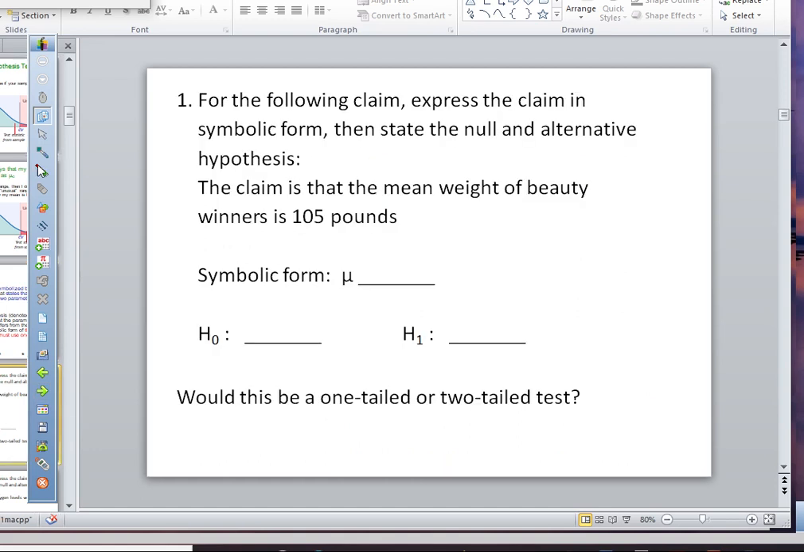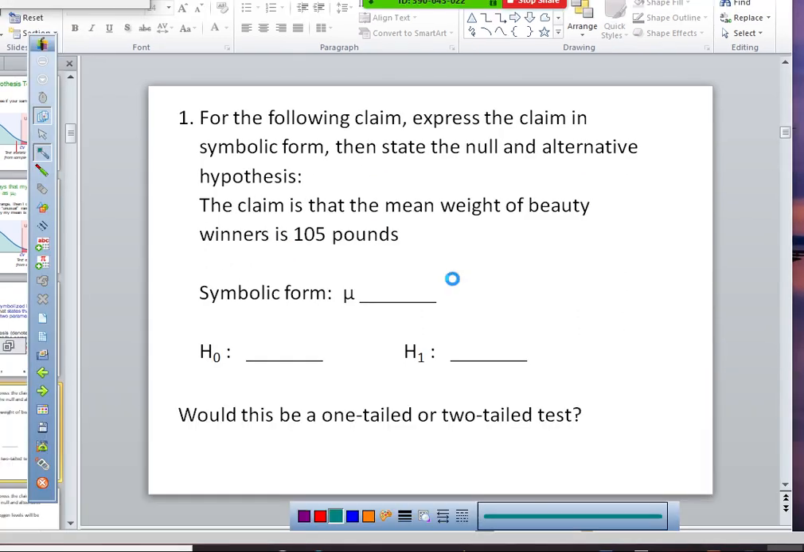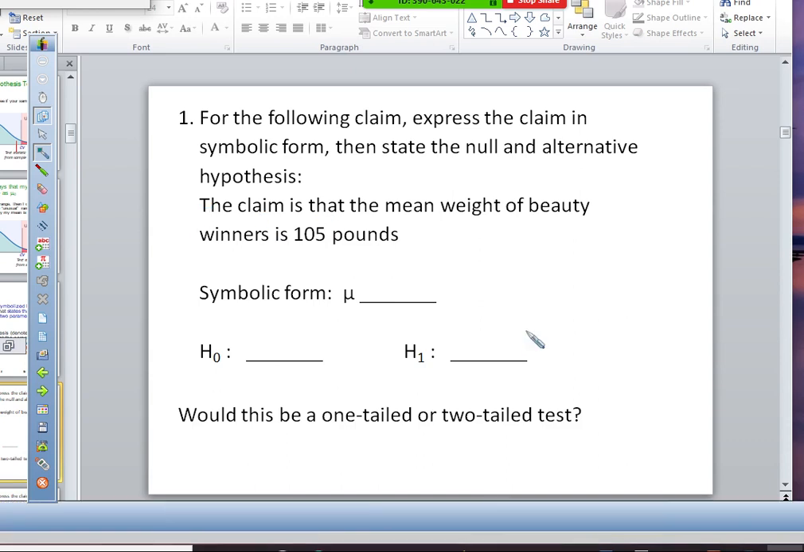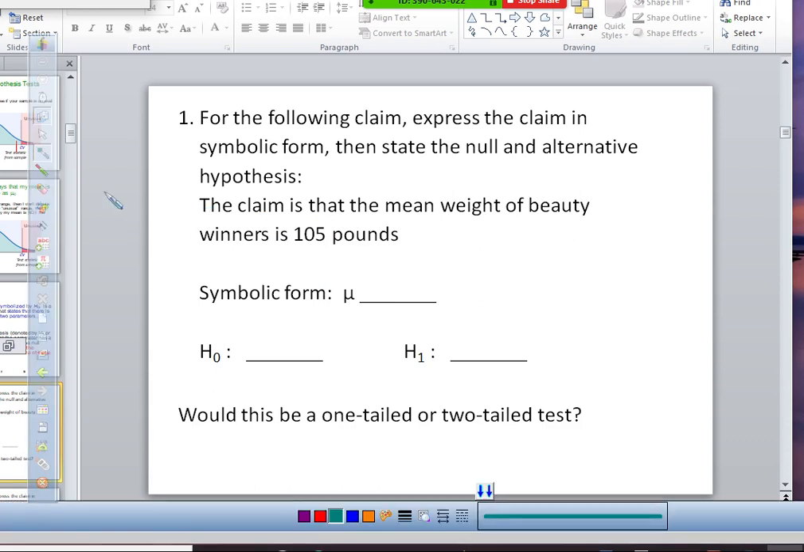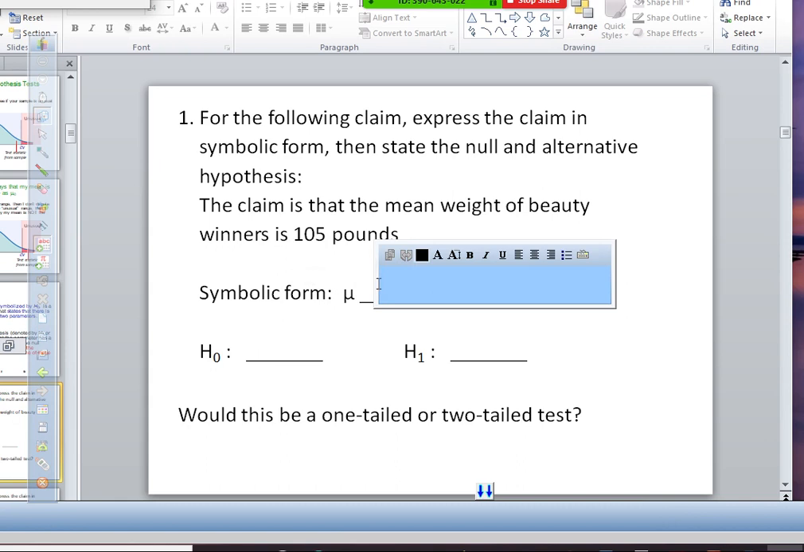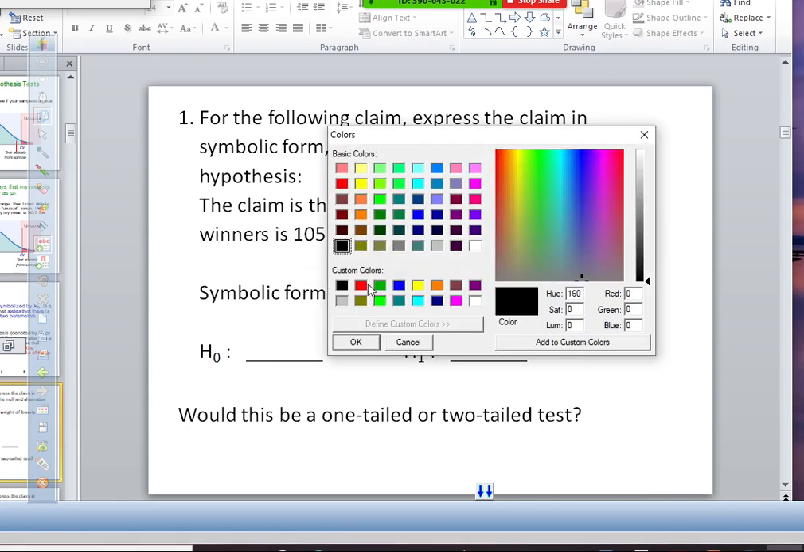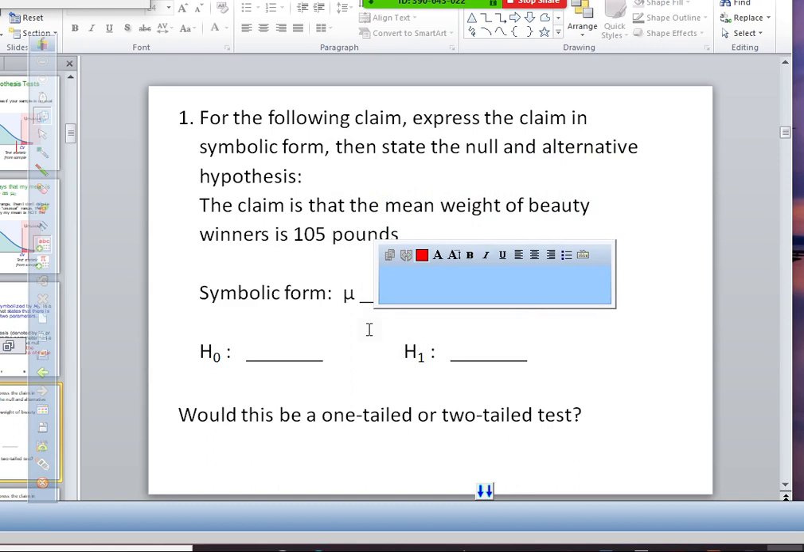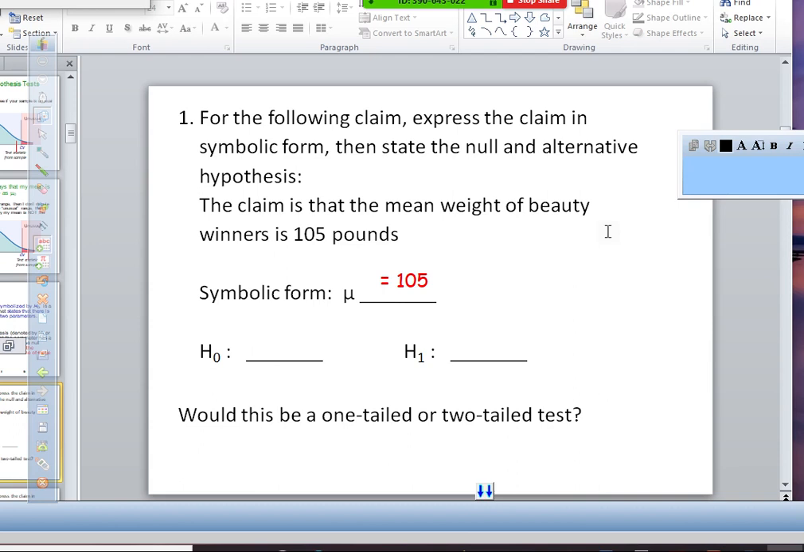So for this one, you guys are supposed to find the claim and then figure out what H0 is and what H1 is and whether it is a one-tailed or two-tailed test. So the first one, symbolic form. The claim is that the mean weight, that's mu, equals 105. So you should have mu equals 105. So that's what you guys should have.